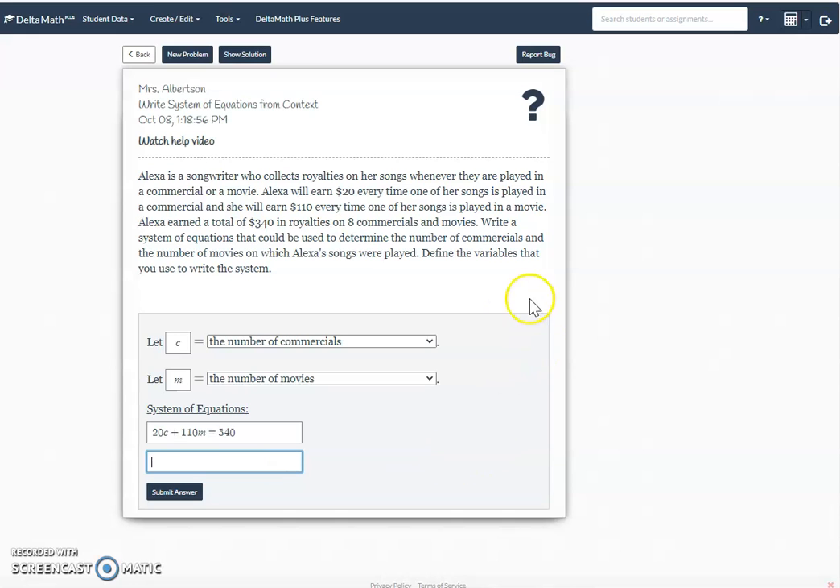For the next equation, the only other information I know is that she had 8 commercials and movies. I don't know how many were commercials, I don't know how many were movies, but I know if I add together the number of commercials and the number of movies, she had a total of 8.